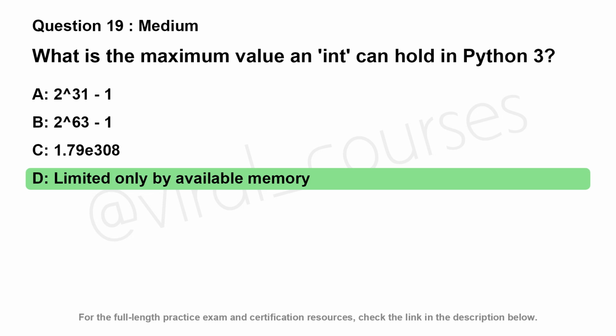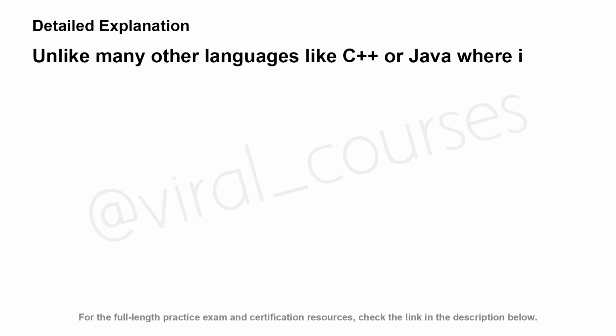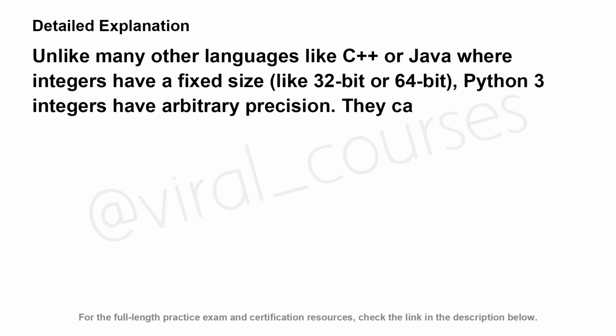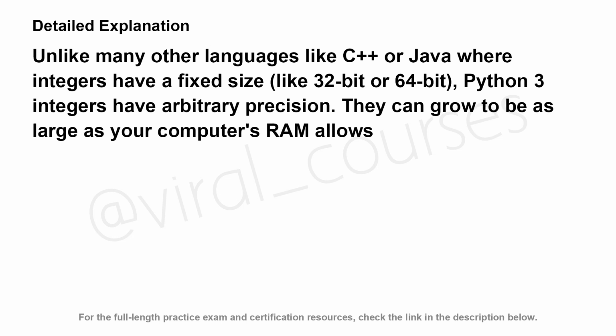The correct answer is D. Unlike many other languages like C++ or Java where integers have a fixed size, like 32-bit or 64-bit, Python 3 integers have arbitrary precision. They can grow to be as large as your computer's RAM allows.